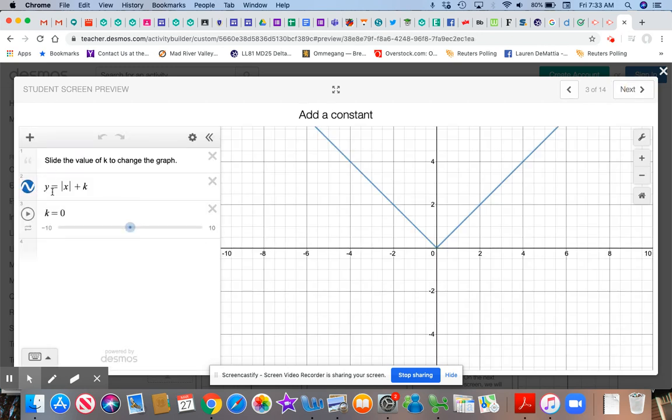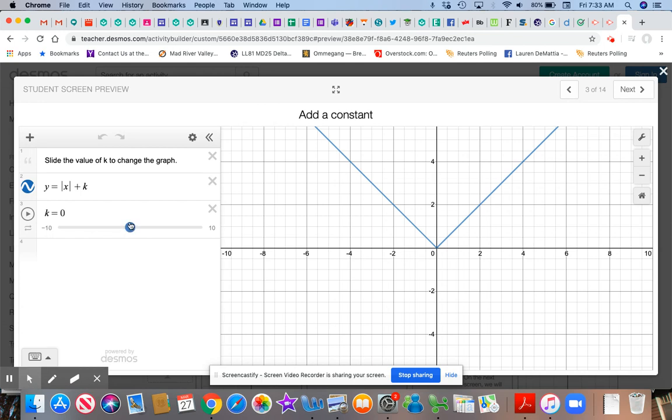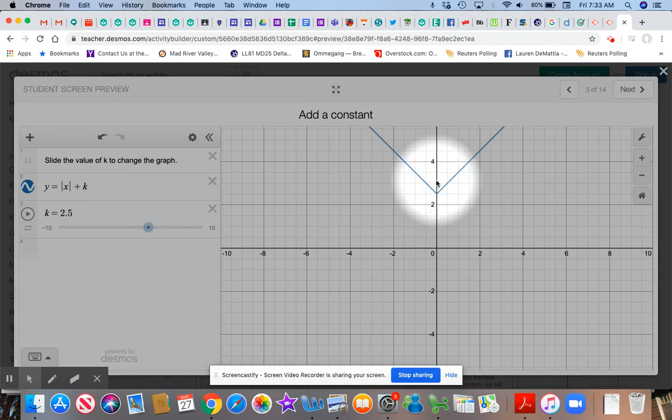So it says now y equals the absolute value of x plus k. If you notice, the k is not inside but outside the absolute value, and we have k equals 0, and it's on the origin there. So let's see what happens when we move k. If we move k to a positive 2.5, that's positive 2.5 here. Let's do a whole number, so let's do 3. That's right in the middle of 2 and 4, so it's 3. And if we go to 4, it's right at the 4.